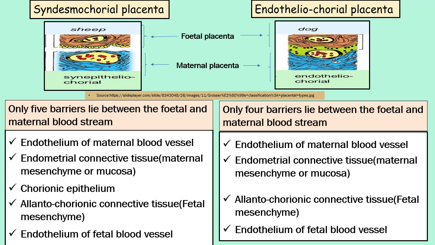Whereas in endotheliochorial placenta, only four barriers lie between the fetal and maternal bloodstream. This type of placenta is found in carnivores such as dog, cats, bears, etc. Here, the uterine mucosa is also reduced and the chorionic epithelium comes into contact with the endothelial wall of the maternal blood vessels.